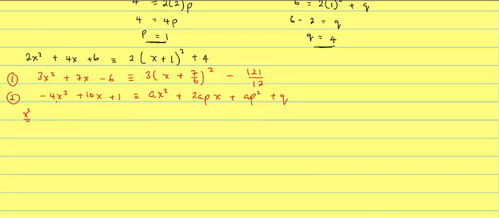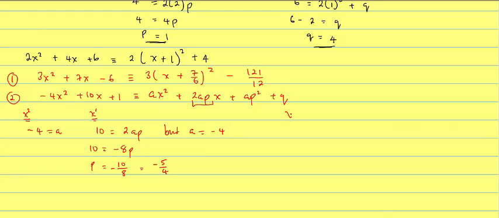Doing the same way, taking the coefficients of x squared, on the left hand side we've got minus 4, on the right hand side it follows that a is going to be equal to negative 4. Coefficients of x to the power of 1, on the left hand side 10 must be equal to 2ap. But we know that a is equal to negative 4, so 10 is equal to minus 8p, so that p is equal to 10 divided by negative 8, which is equal to minus 5 over 4.